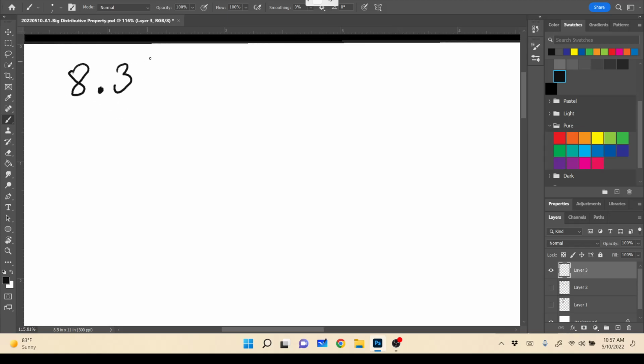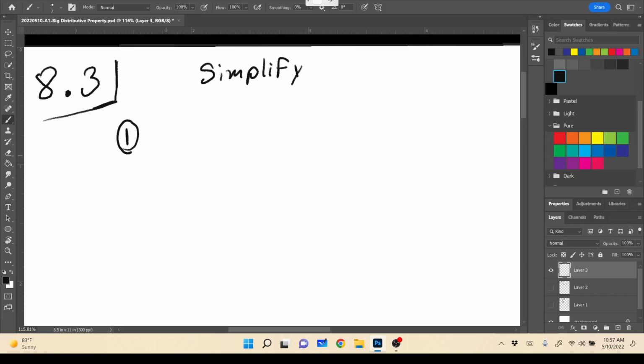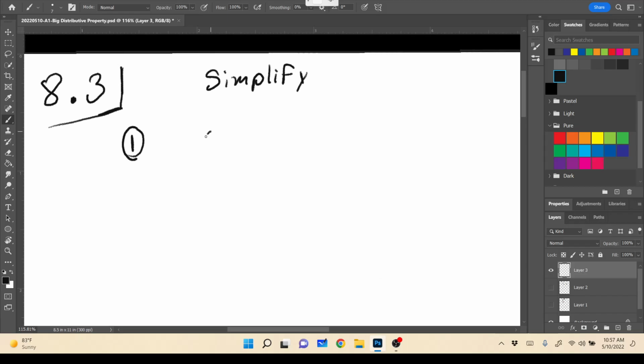Examples: simplify. Numero uno. This time we are multiplying polynomials. We're going to divide, but probably not this year. 2x plus 3 times x plus 5.